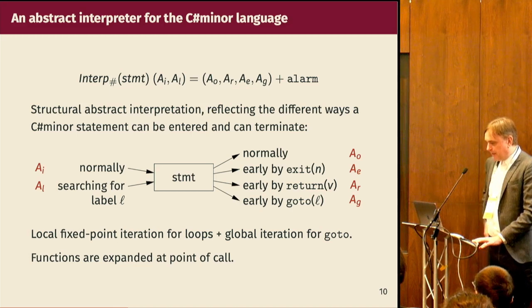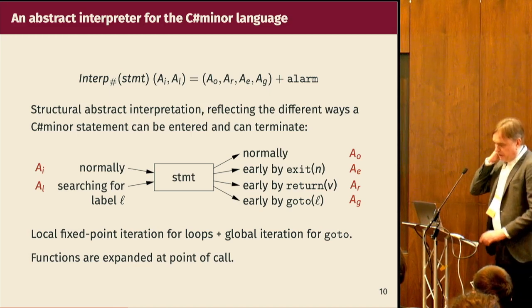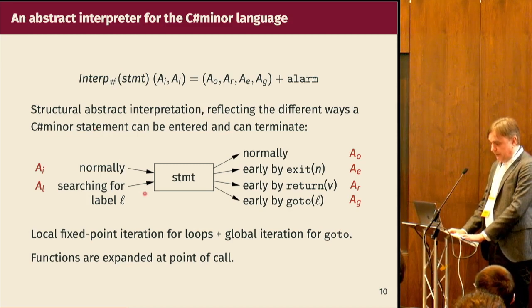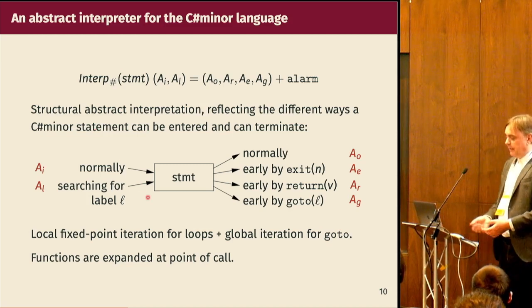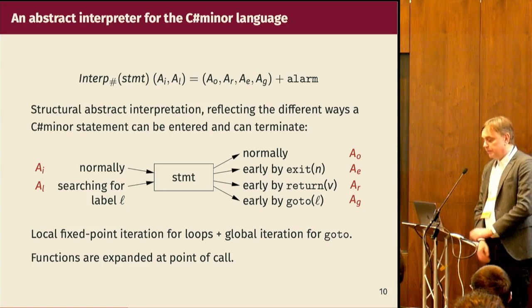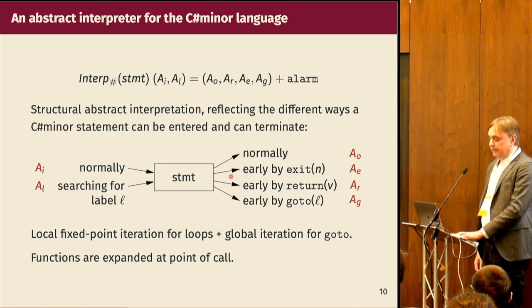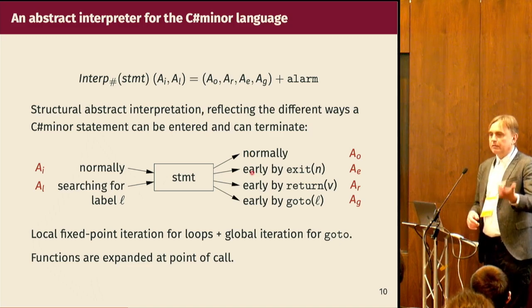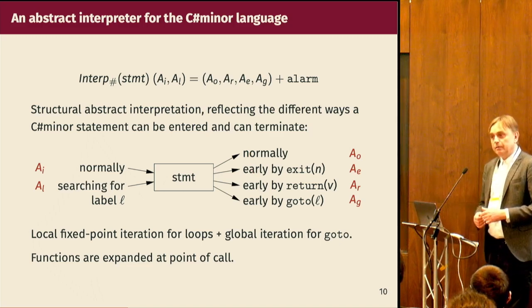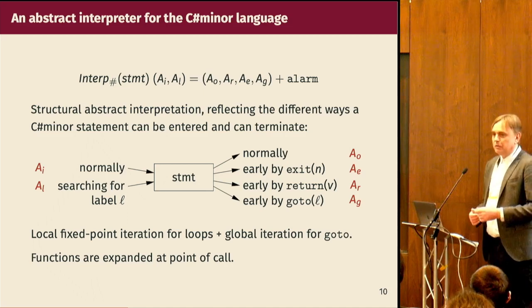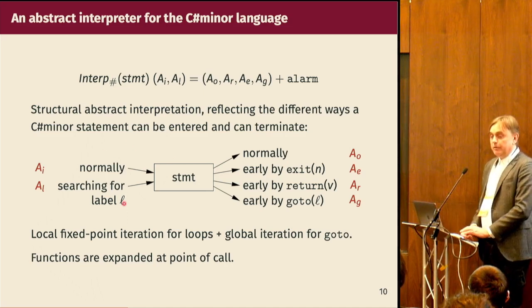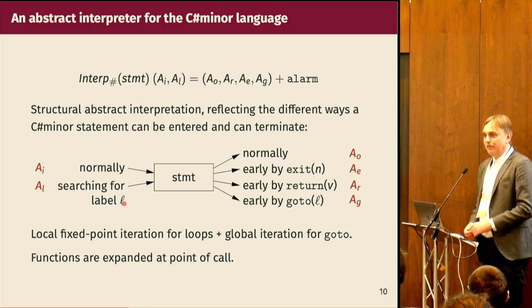A few words about the abstract interpreter for the C# minor language. So it's a little bit complicated because C# minor is like C. It has a complicated control flow. So a statement can exit normally or early by an exit, which is a generalization of break and continue, or early by a return, or early by a goto. We handle gotos. And it can be entered normally or entered by a goto, searching from a label.